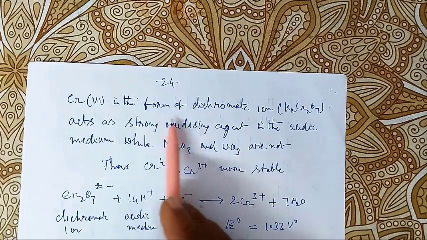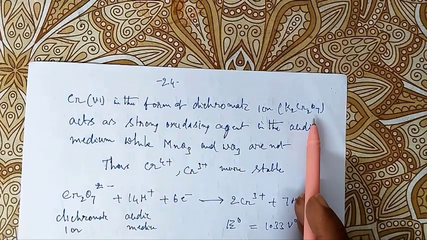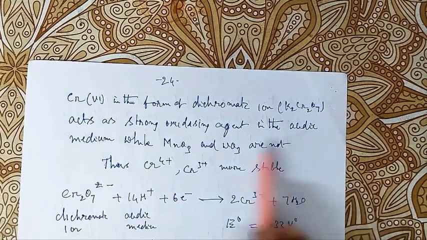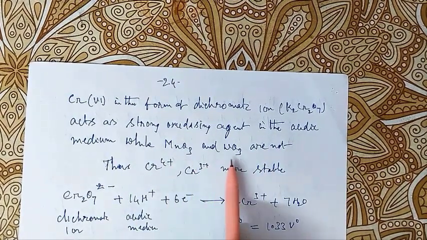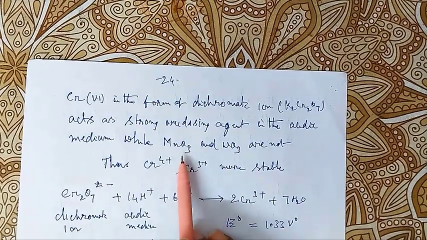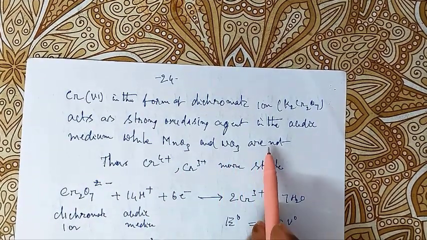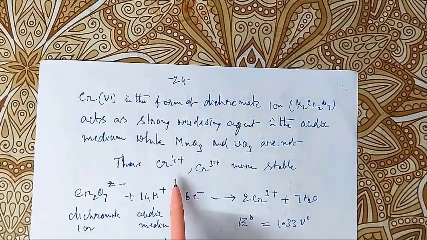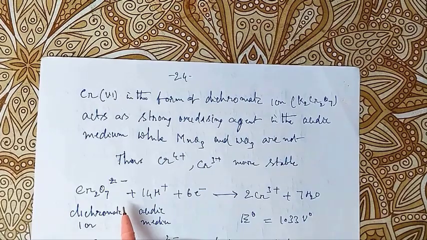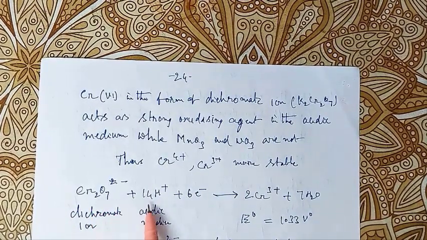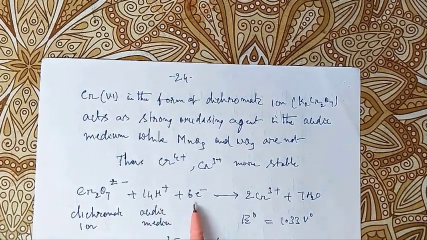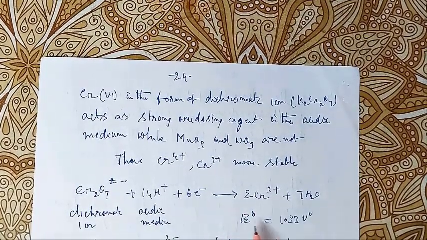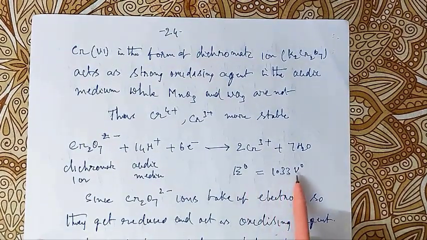Cr6+ in the form of the dichromate ion in potassium dichromate acts as a strong oxidizing agent in acidic medium, while MoO3 and WO3, molybdenum trioxide and tungsten trioxide, do not act as oxidizing agents. Thus, Cr3+ is more stable. Cr2O7 2- plus 14H+ plus 6 electrons gives 2Cr3+ and 7H2O, where the E naught value is 1.33.